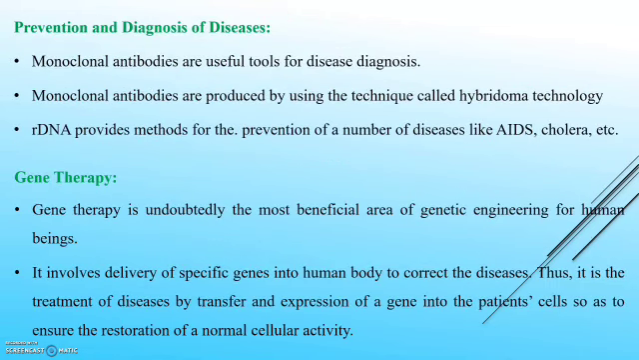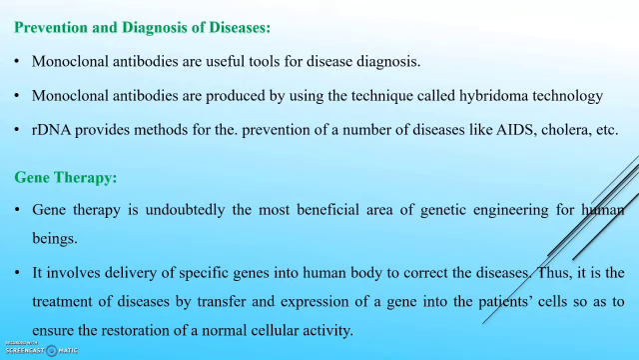And the next application of this recombinant DNA technology is prevention and diagnosis of disease. Genetic engineering methods and techniques have greatly solved the problems of conventional methods for diagnosis of diseases. It also provides methods for the prevention of a number of diseases like AIDS, cholera, etc. Monoclonal antibodies are useful tools for genetic disease diagnosis. Monoclonal antibodies are produced by using the technique called hybridoma technology.